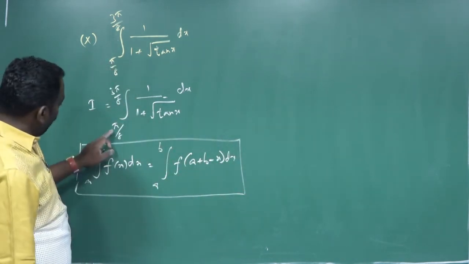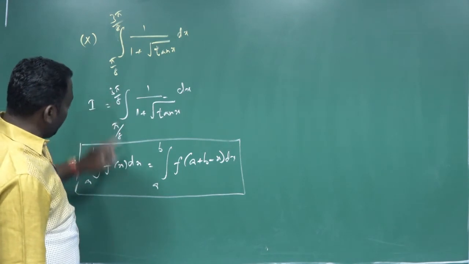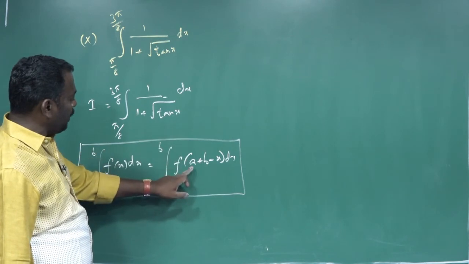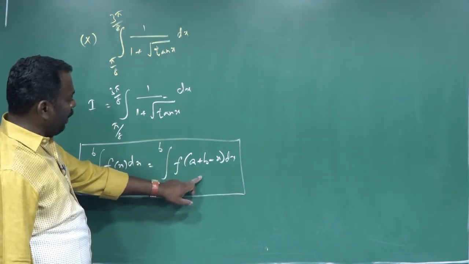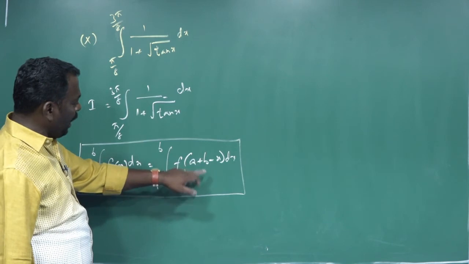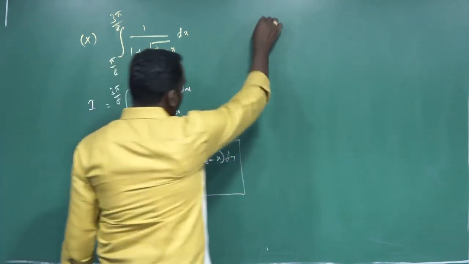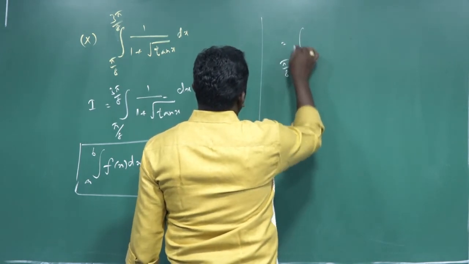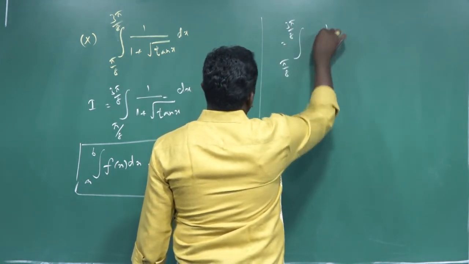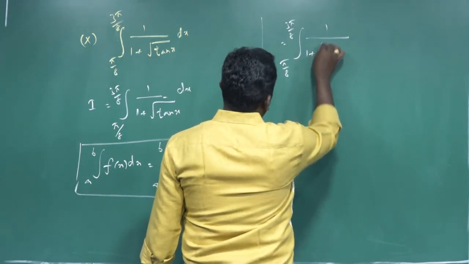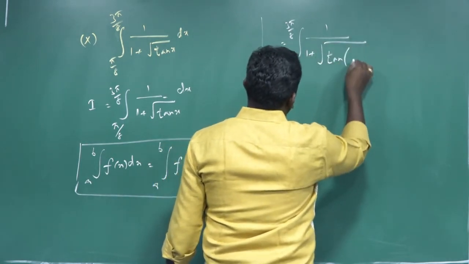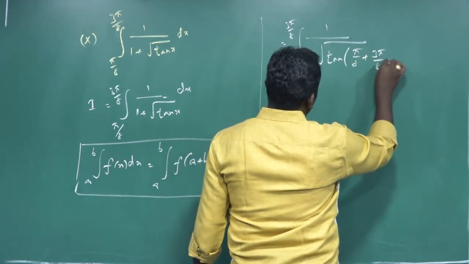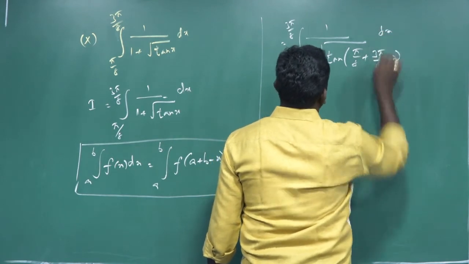So here a equals pi by 8, b equals 3 pi by 8. Applying f of a plus b minus x, where we have x, just replace it by 3 pi by 8 minus x. Therefore that is equal to the integral from pi by 8 to 3 pi by 8 of 1 by 1 plus square root of tan of (a value pi by 8 plus b value 3 pi by 8 minus x) dx.